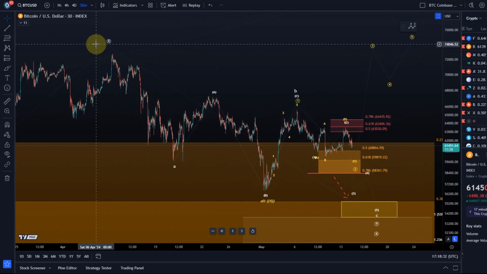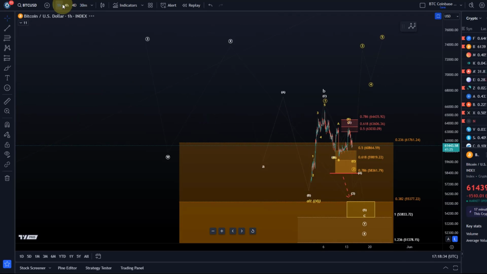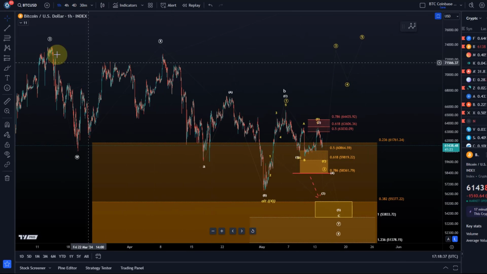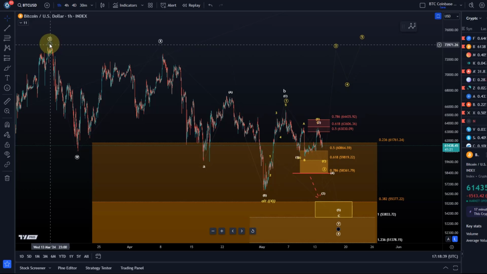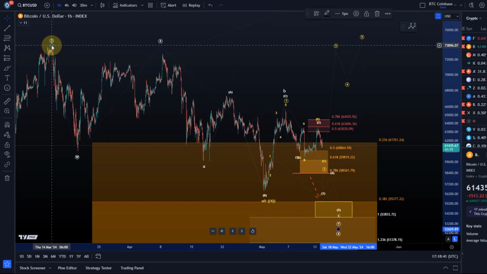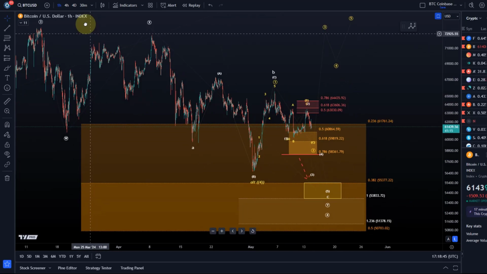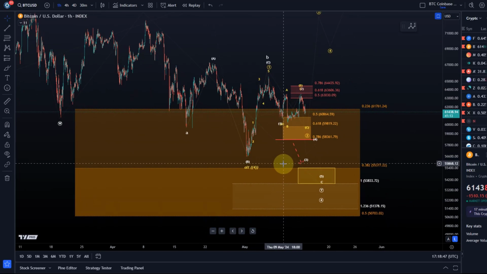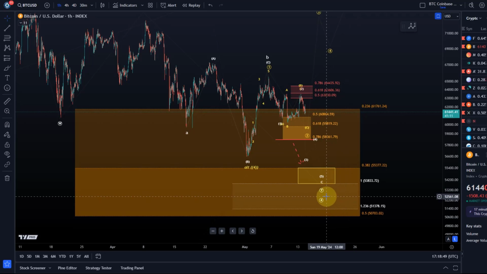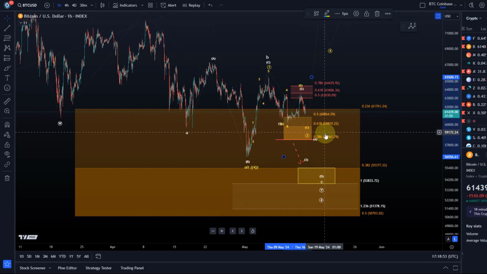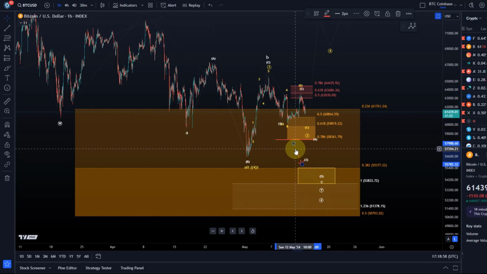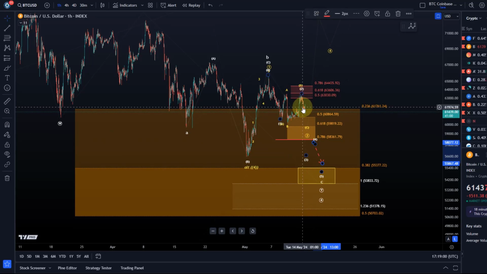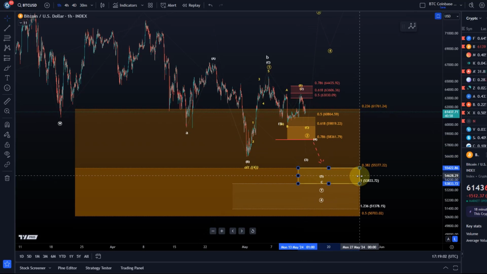Let's get this out of the way first. This is the white count. In the white scenario, and I go to the 1 hour chart, unchanged, but I have to repeat it for new viewers. The idea is that a third wave rally finished here, middle of March, and that we're now in this larger degree fourth wave pullback. We talked about that. The situation is unchanged. And for me, the main support here that really counts is at $58,360. If we get a break below that level, it should send the price into the lower box here.